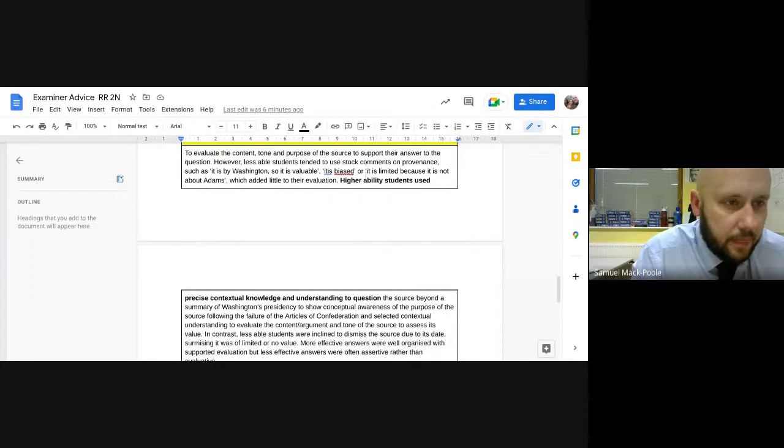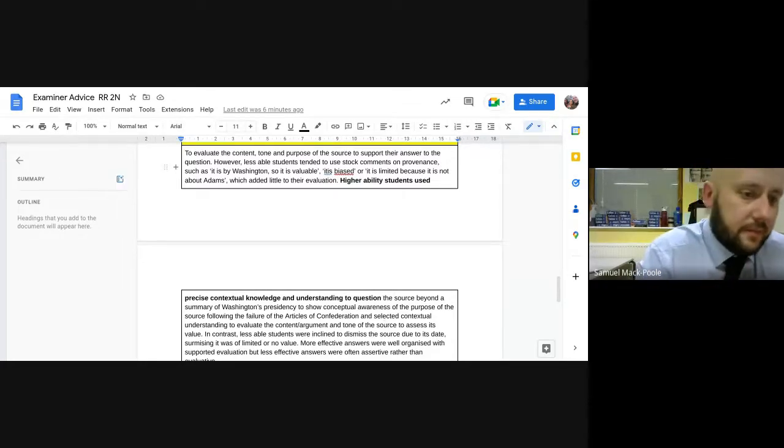Okay. Now, again, this is not about the Russian Revolution. It doesn't matter. It's about the exam skills. So, higher ability students use precise contextual knowledge and understanding to question the source beyond summary of X, Y, and Z. So, as you can see, precise contextual knowledge is going to help you get good grades if you link it to the value of a source.